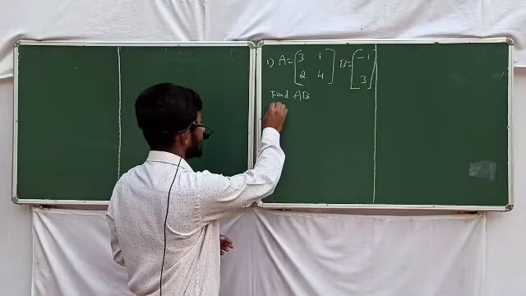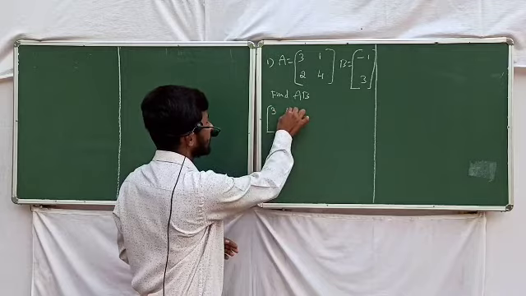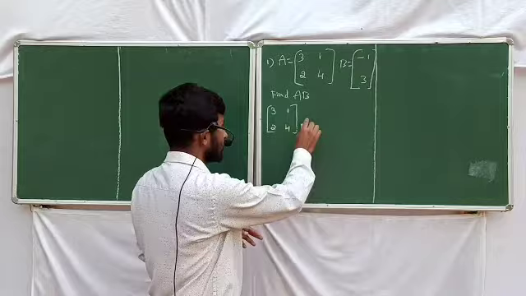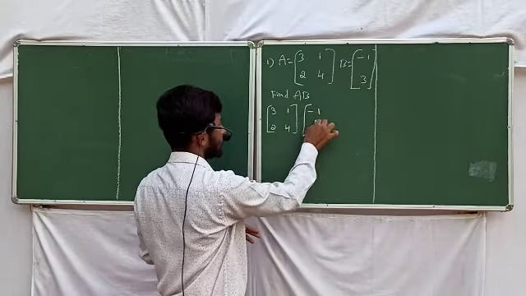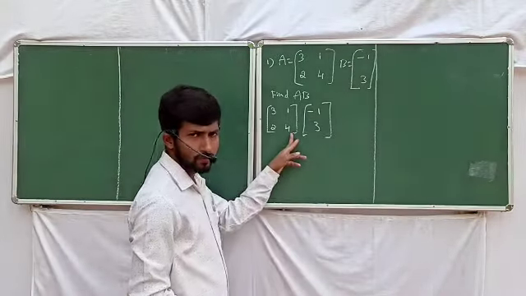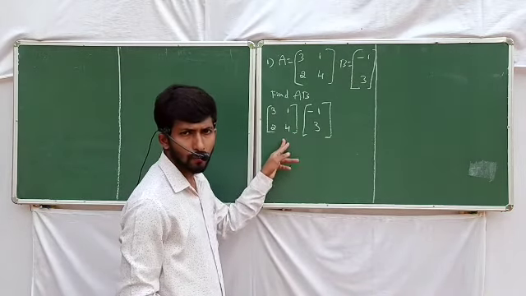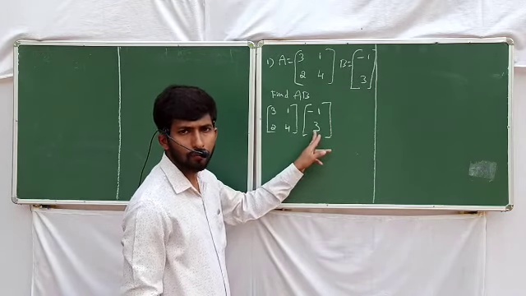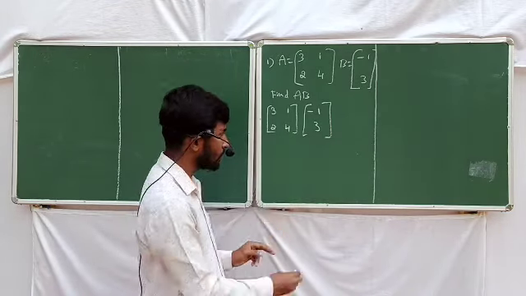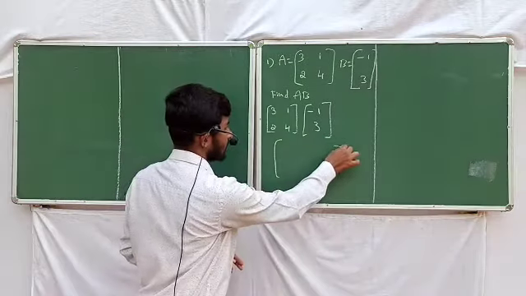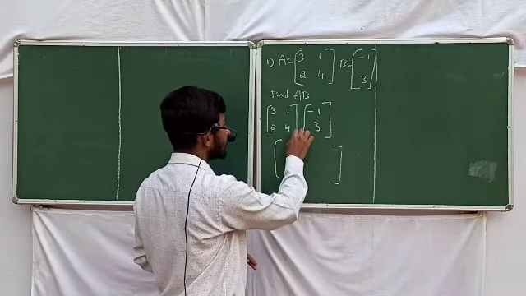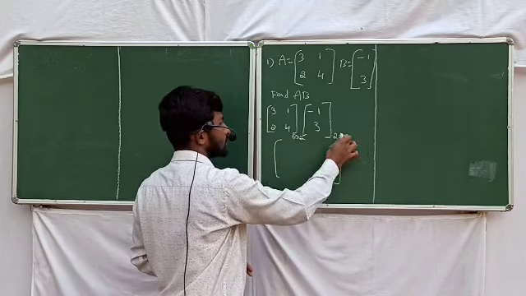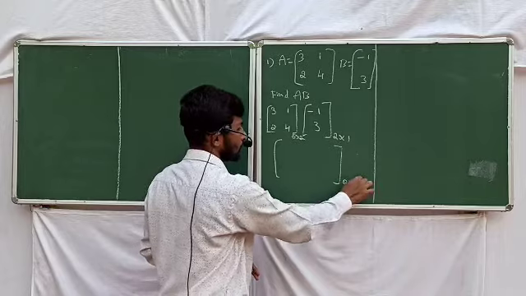Now see, here I will write matrix A: 3, 1, 2, 4. We are multiplying this matrix to matrix B, which is -1, 3. What's the order of the first matrix? 2 rows, 2 columns, 2 by 2. What's the order of the second matrix? 2 rows, 1 column, 2 by 1. So the order of the resultant matrix is 2 by 1.